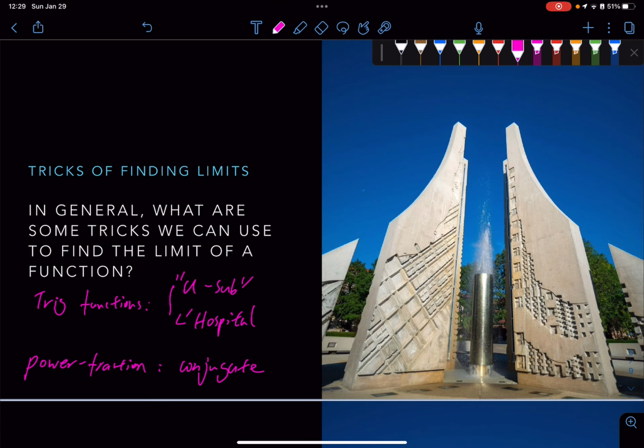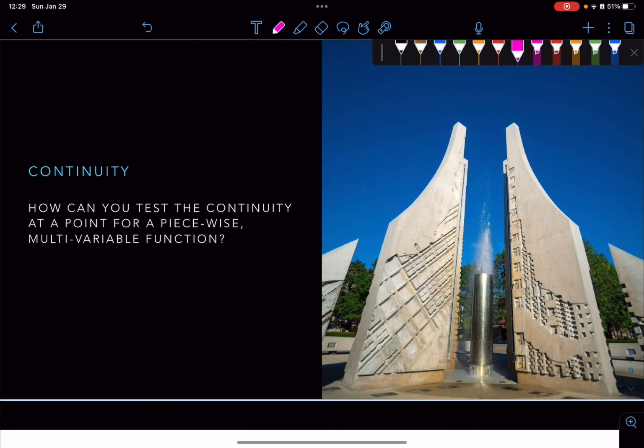I mentioned these two types of functions, but there are some other functions where you can find limits without using these two. But these are the two ways that you will be required to understand and master, and they are the ones that show up most frequently. And let's talk about continuity for a brief moment.